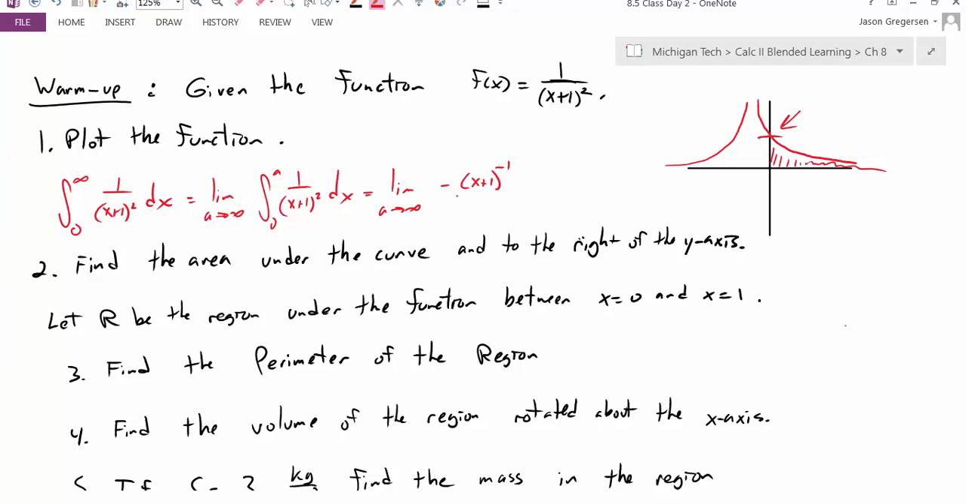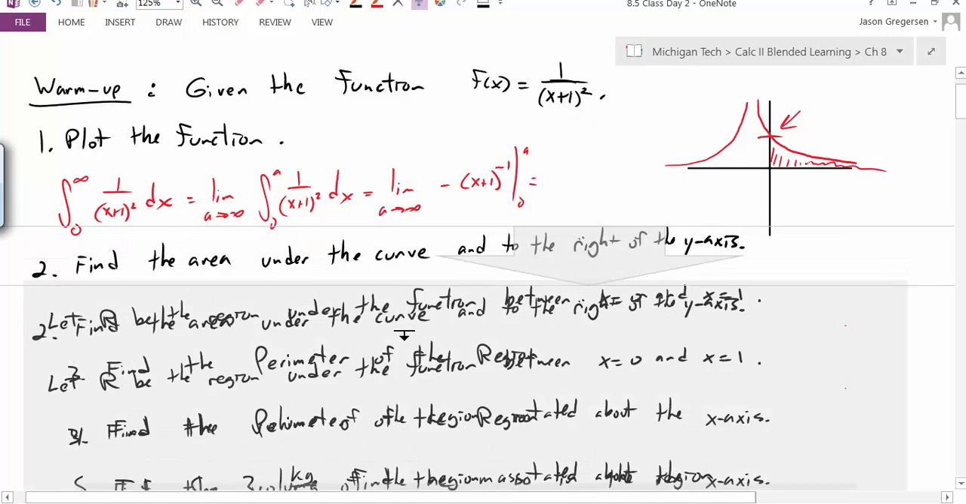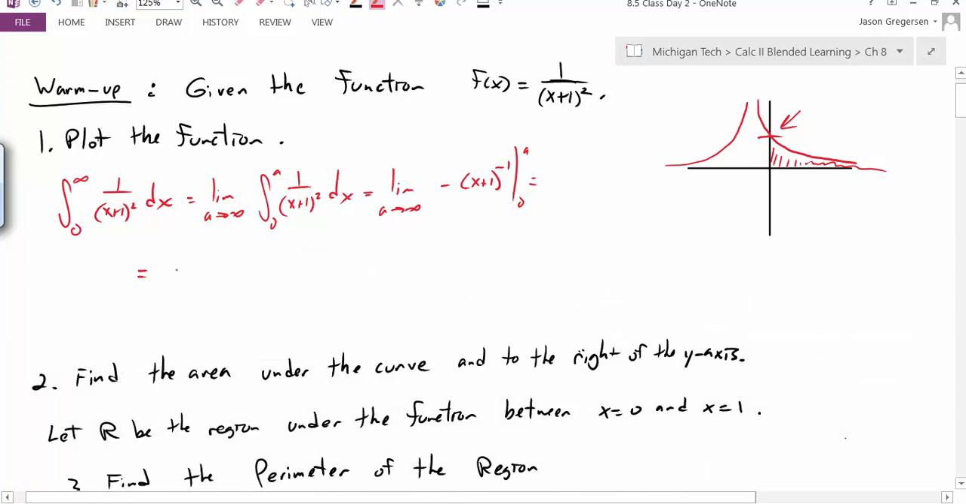If I'm a little worried about that, I can do the more formal substitution. I could let w equals x plus 1 and go through that process. This is from 0 to a. So then I have the limit as a goes to infinity of negative 1 over a plus 1 minus 1 over 0 plus 1, all that stuff. And then I evaluate my limit.